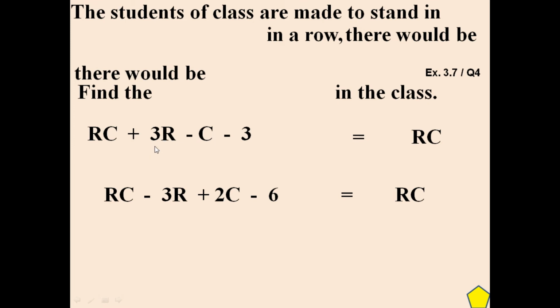Our final answer will not be R and C, but it will be the product of R and C, because we need to find out how many total students are there in the class, which is number of rows into number of columns. So whatever value for R we get and whatever value for C we get, we will multiply those two values, and that will be the final answer.